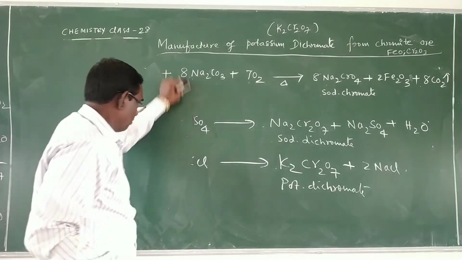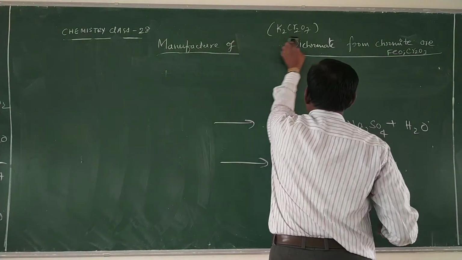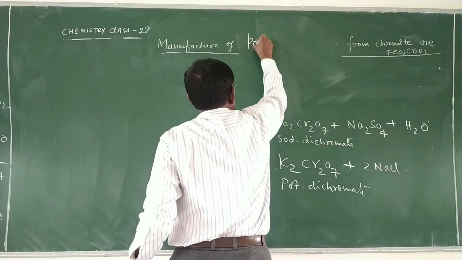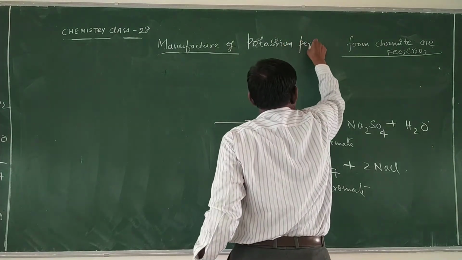Then one more manufacture is also there. That is the manufacture of potassium permanganate.